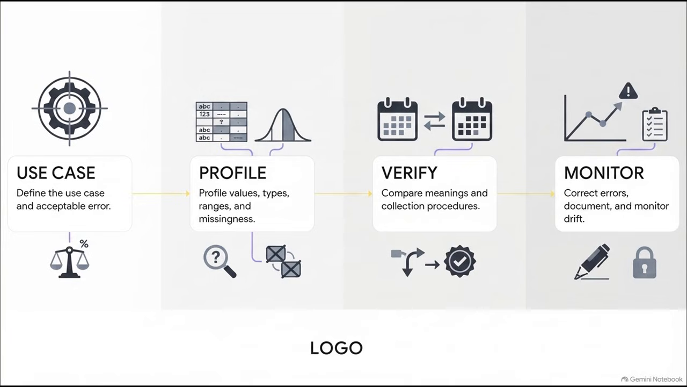Okay, so how does this build into an actual working mechanism? The process generally flows through 4 essential stages. First up, use case. You have to strictly define what the use case is and determine your acceptable level of error. You just can't evaluate data in a vacuum. Second is profile. This is where you really get into the weeds, profiling the values, the data types, ranges, duplicates, and missingness. Third, verify. Here you compare meanings and collection procedures across different sources and across time. And finally, monitor. You correct what can safely be corrected, document any residual limitations, and then you monitor that data over time for drift. Taken all together, these 4 stages seamlessly connect your starting information to your final result, establishing a really clear path of trust.